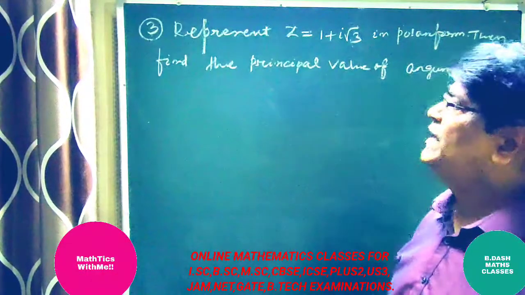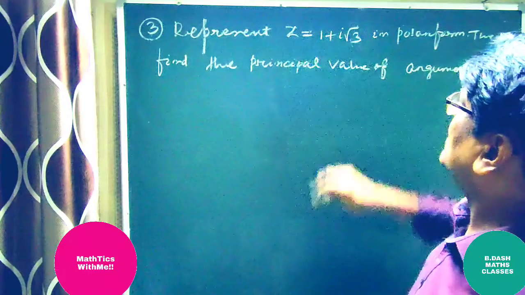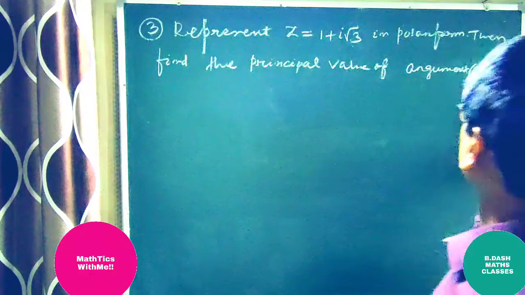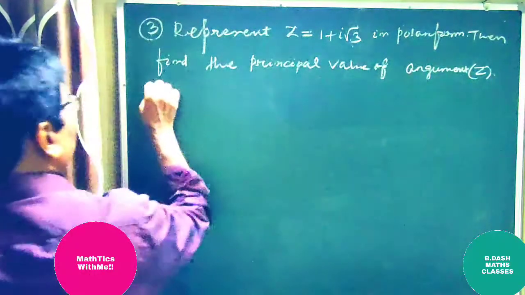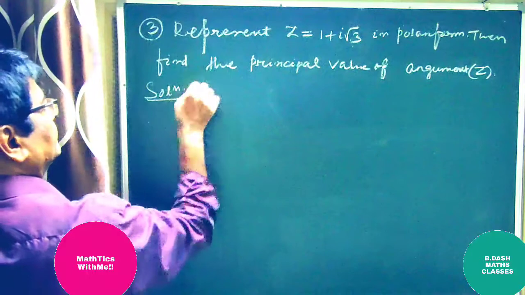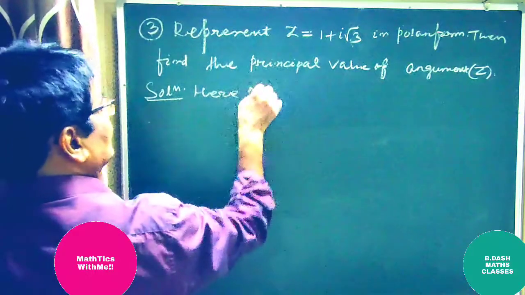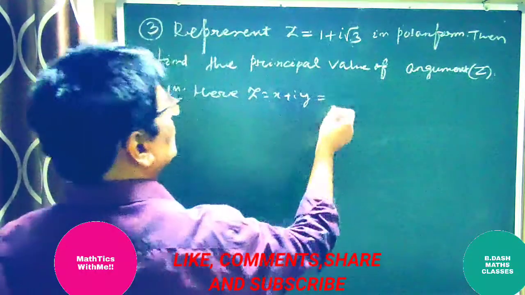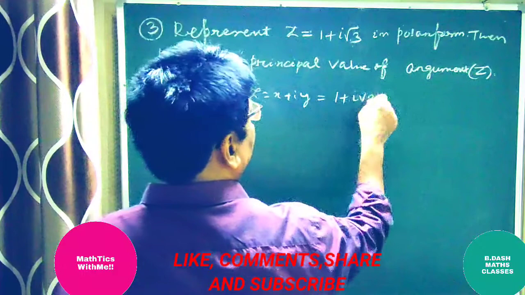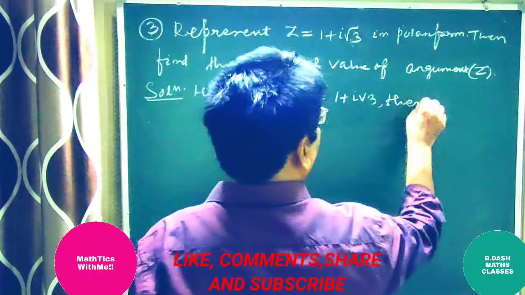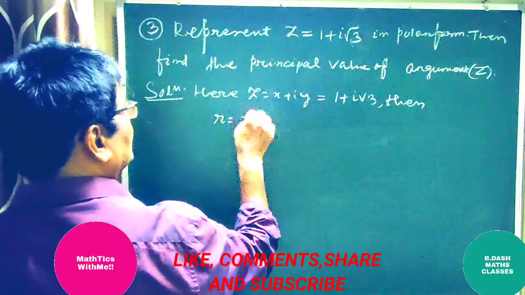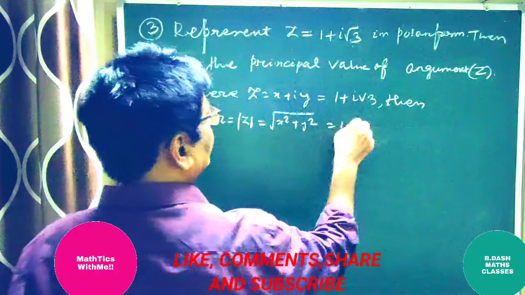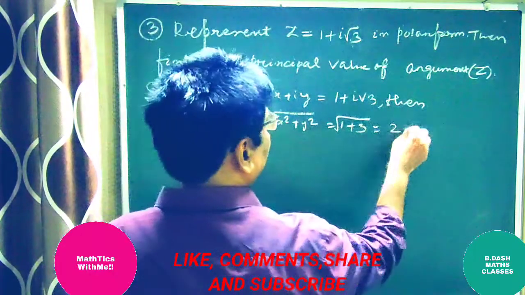So our third question is represent z is equal to 1 plus i root 3 in polar form. Then find the principal value of argument of z. Solution. Here z is equal to x plus iy is equal to 1 plus i root 3. Then r is equal to mod z, square root of x square plus y square, this is square root of 1 plus 3, which is equal to 2.